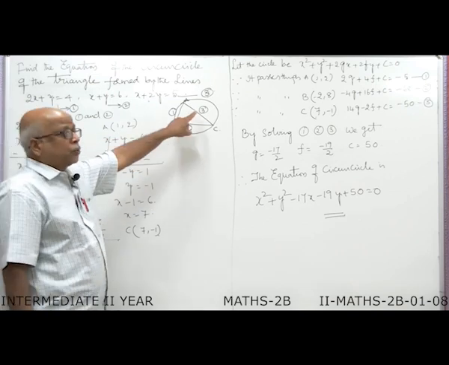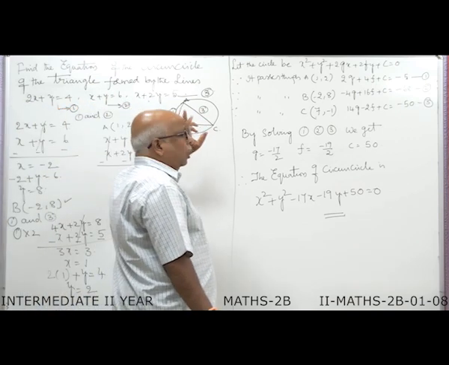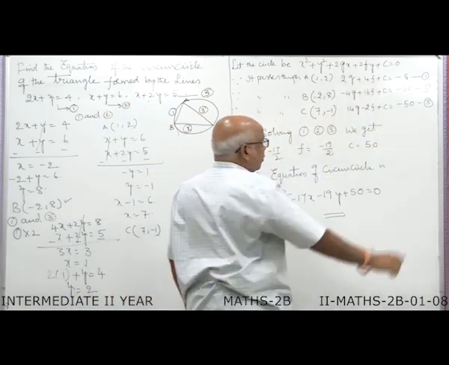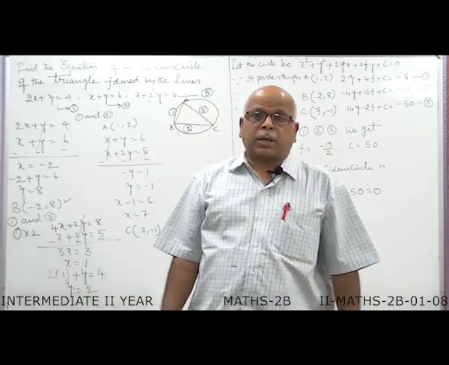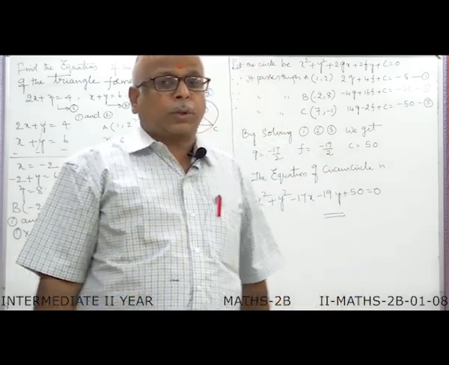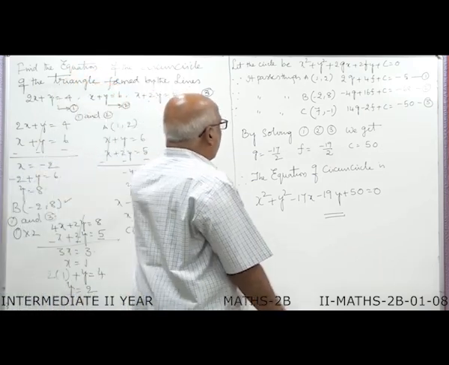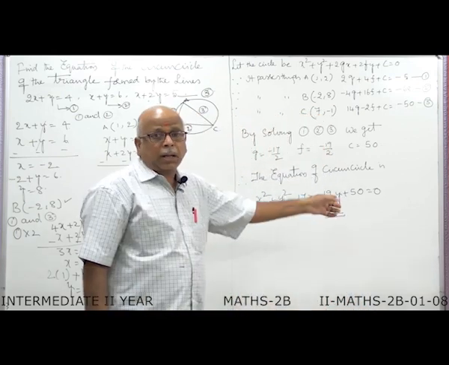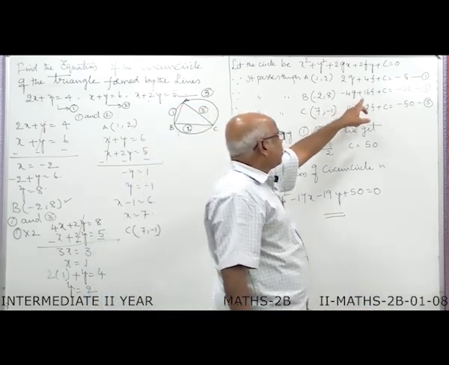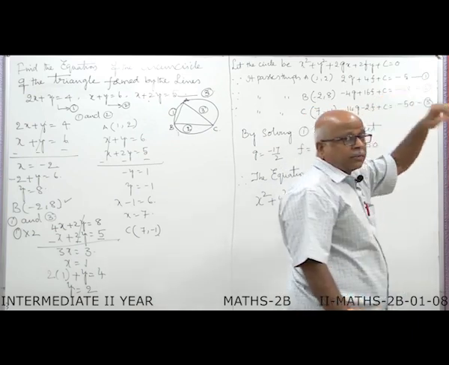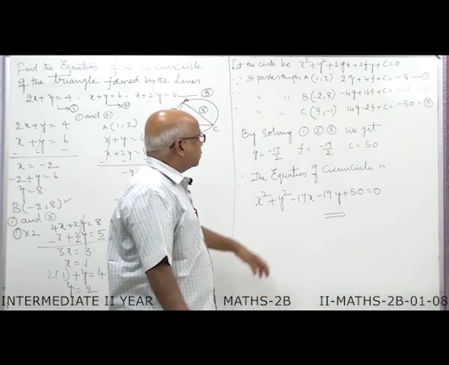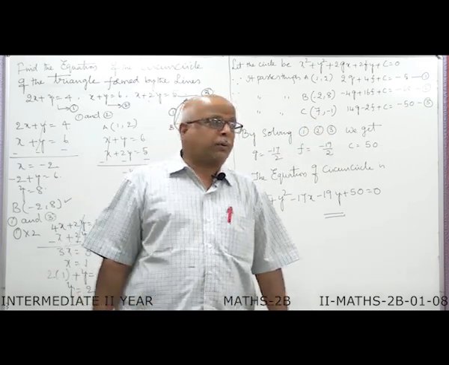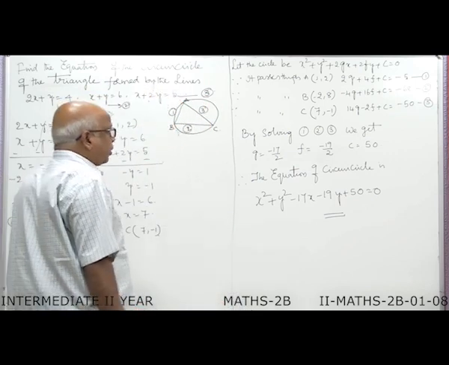As we are supposed to find out the equation of the circle passing through these 3 points, let us assume the equation of the circle as x square plus y square plus 2gx plus 2fy plus c equal to 0. Since it is passing through 1, 2: 2g plus 4f plus c equal to minus 5. Minus 2, 8: minus 4g plus 16f plus c equal to minus 68. And it is passing through 7, minus 1: 14g minus 2f plus c equal to minus 50.